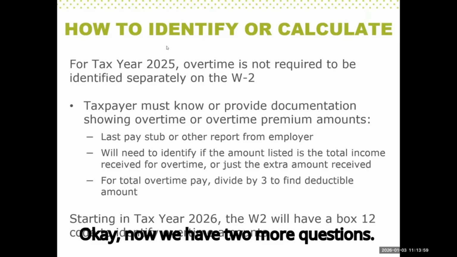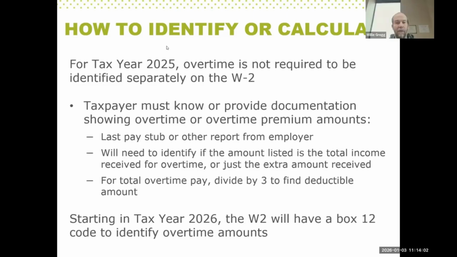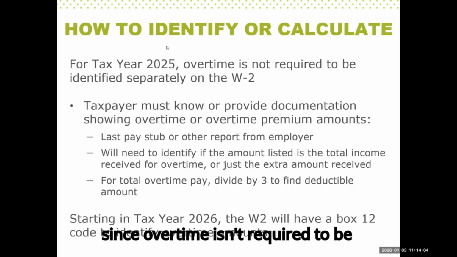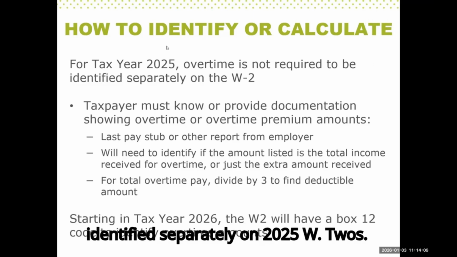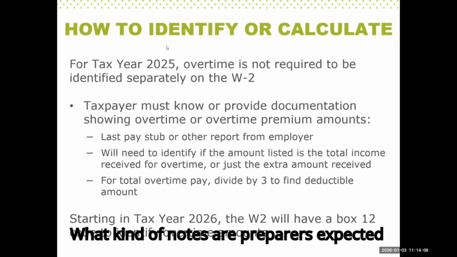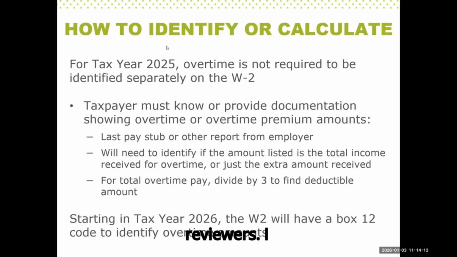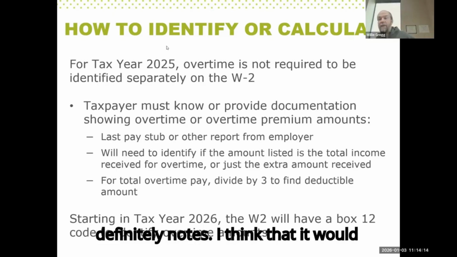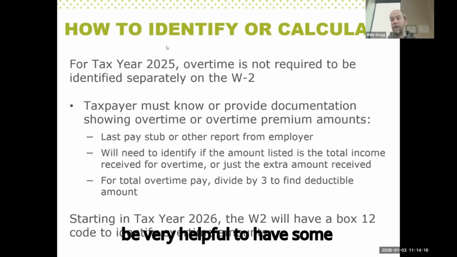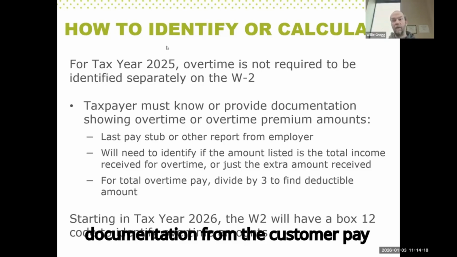Gotcha. Okay, now we have 2 more questions. Since overtime isn't required to be identified separately on 2025 W-2s, what kind of notes are preparers expected to provide in the paperwork to help reviewers? Definitely notes. I think that it would be very helpful to have some documentation from the customer, a pay stub or something that actually shows.